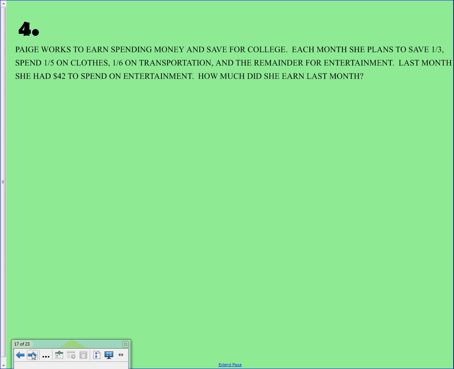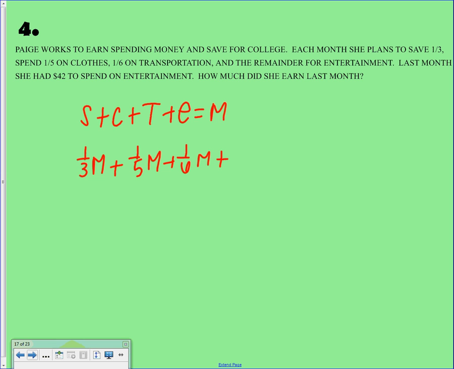Okay, so let's see if you were right. So if the total money she has, some of it she's saving, some of it's on clothes, some of it on transportation, and the rest is on her entertainment. That's how much money she has each month. So if her savings is a third of all of her money, that'd be a third of her money, plus a fifth of her money goes to clothes, plus a sixth of her money on transportation. Last month she spent $42 on entertainment, and that equals her total money. Okay, so we substituted those all in. I hope you got it right. Congratulations. I'm sure you got very close, if not exact.